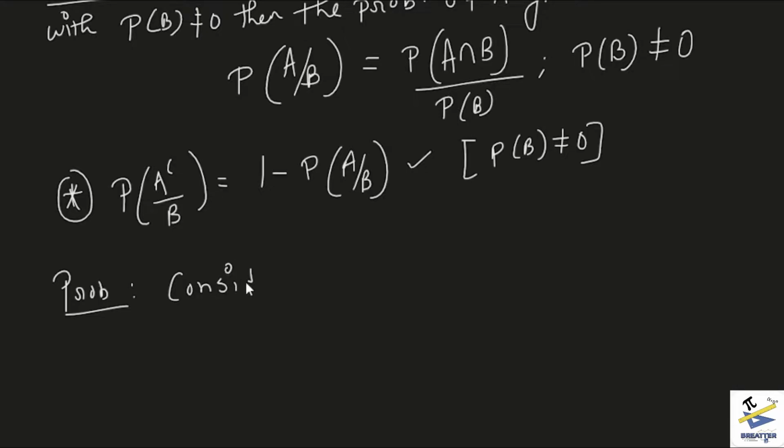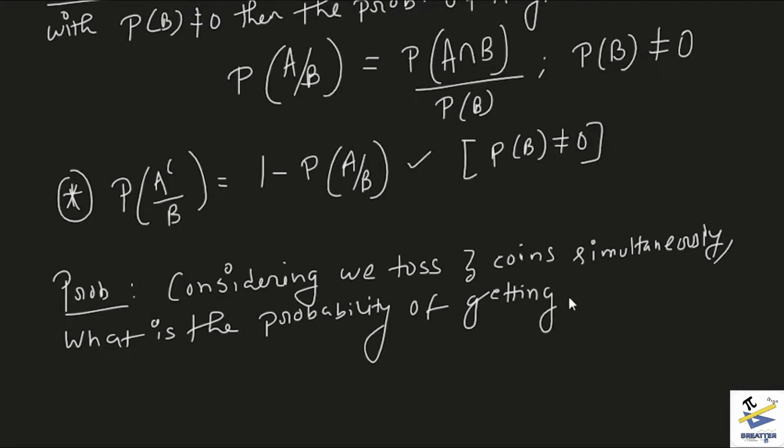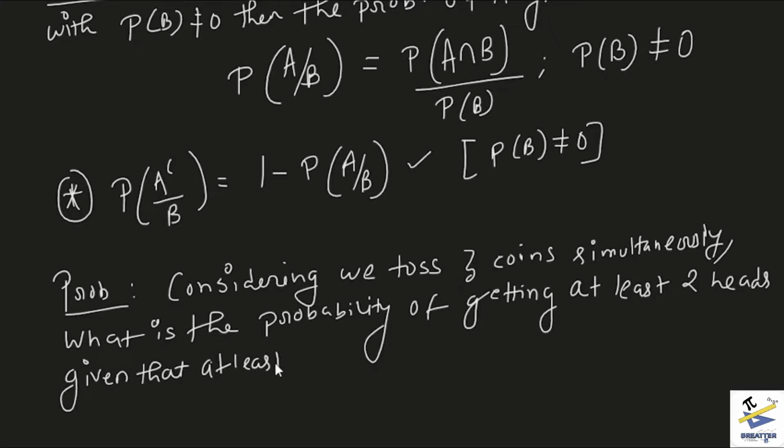So with this in mind, let us see how we can define the following problem. Considering we toss three coins simultaneously, what is the probability of getting at least two heads given that at least one head has occurred.